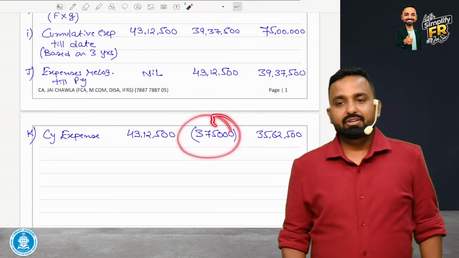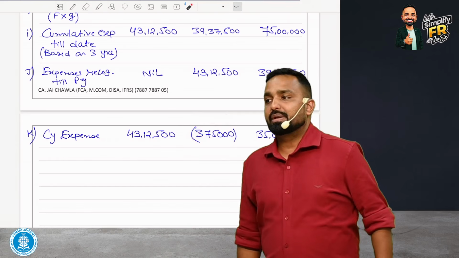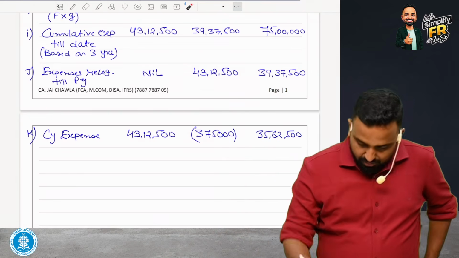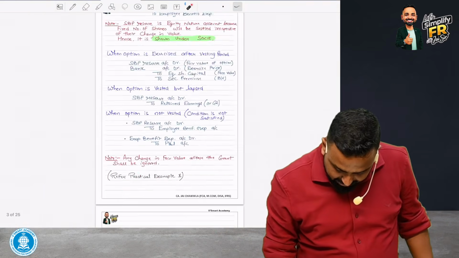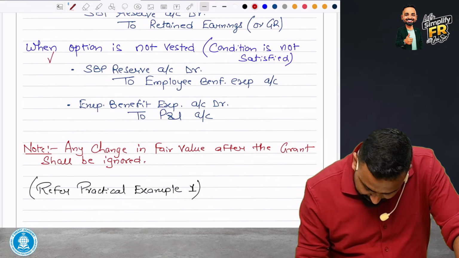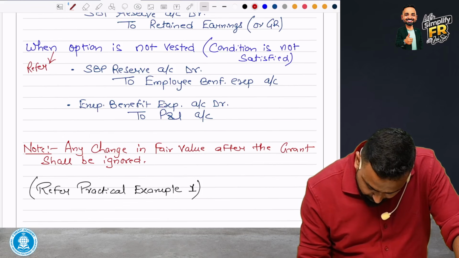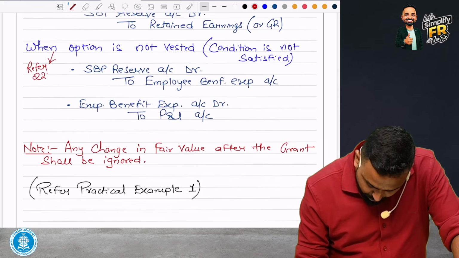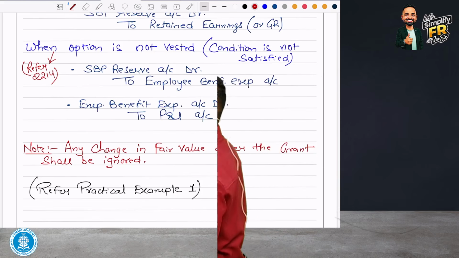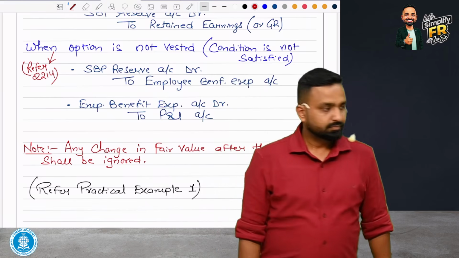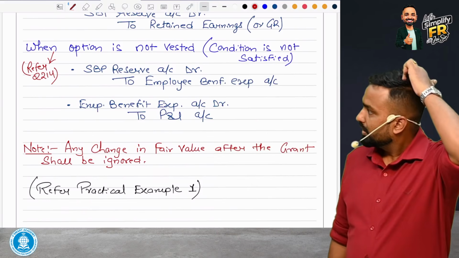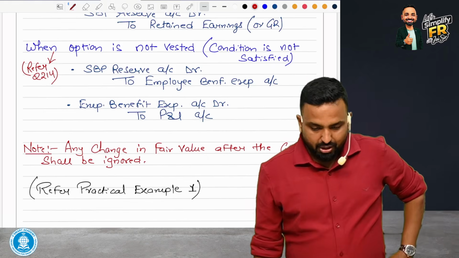In the second year, we will pass SBP reserve account debit to employee benefit expense, then employee benefit expense to P&L. You remember that part? In my summary notes, you can refer to question number 214 for this part, when option is not vested.